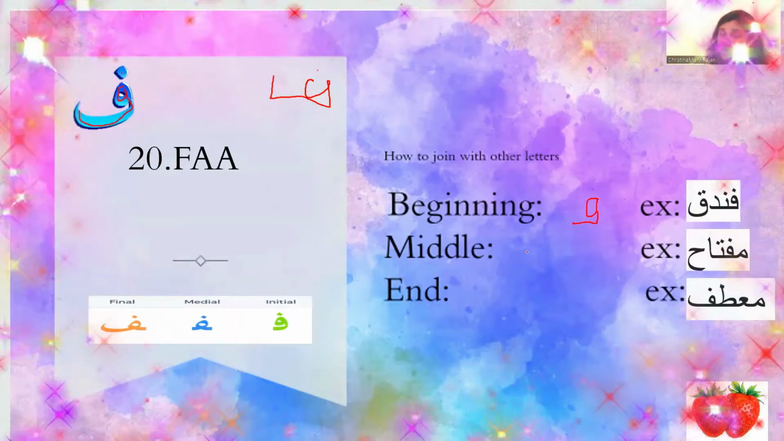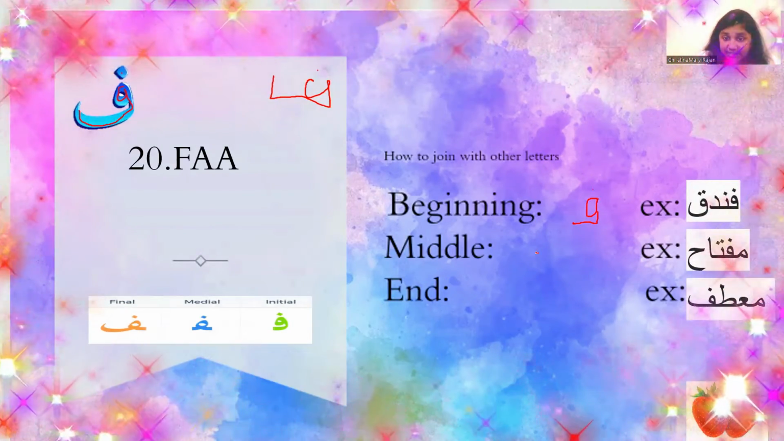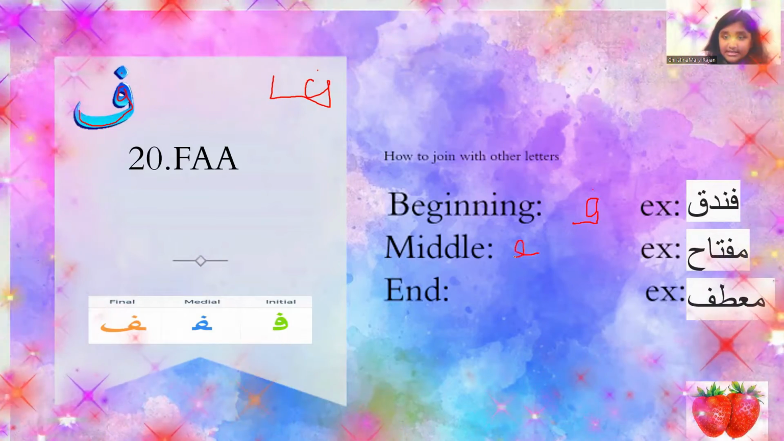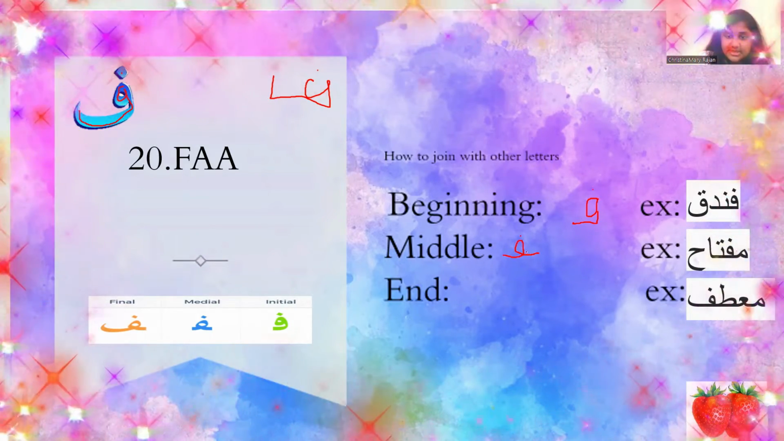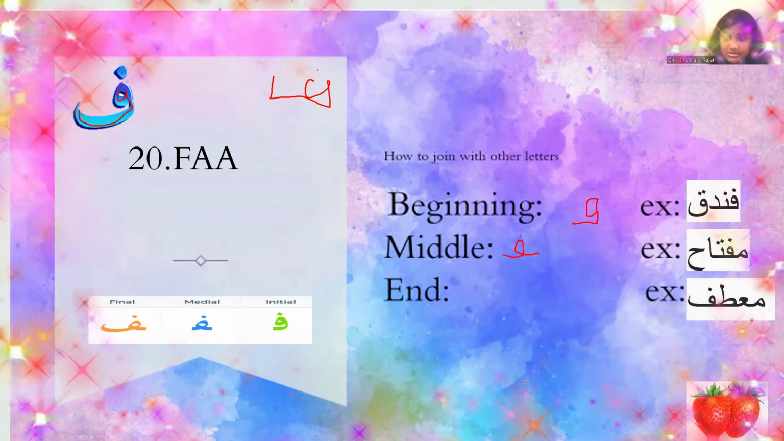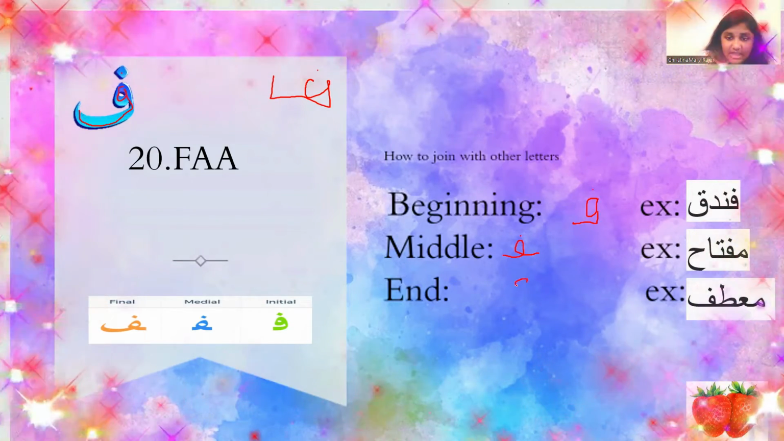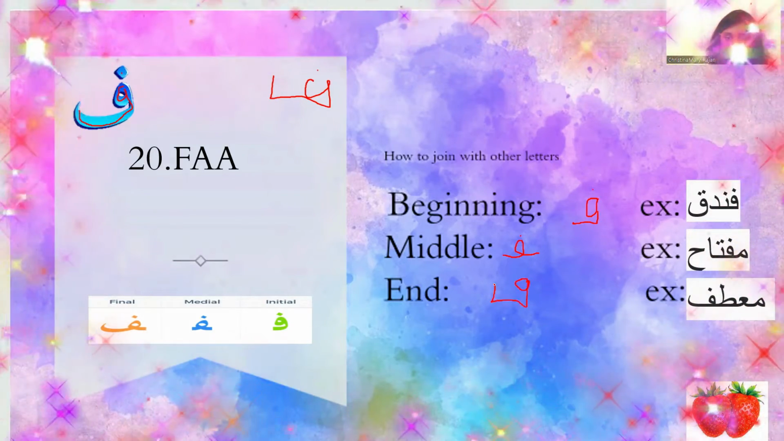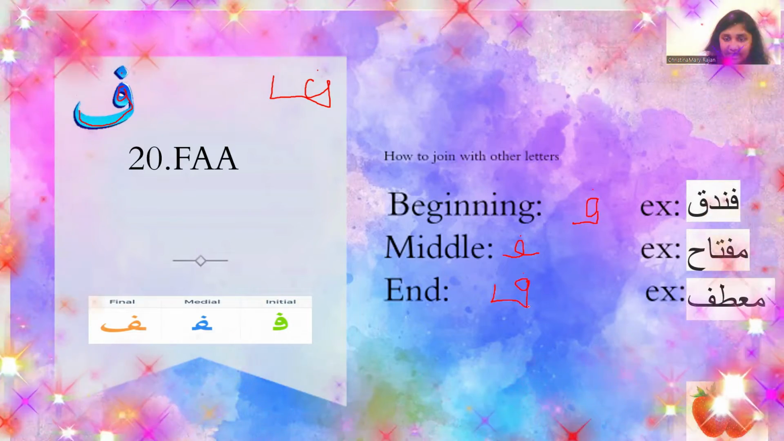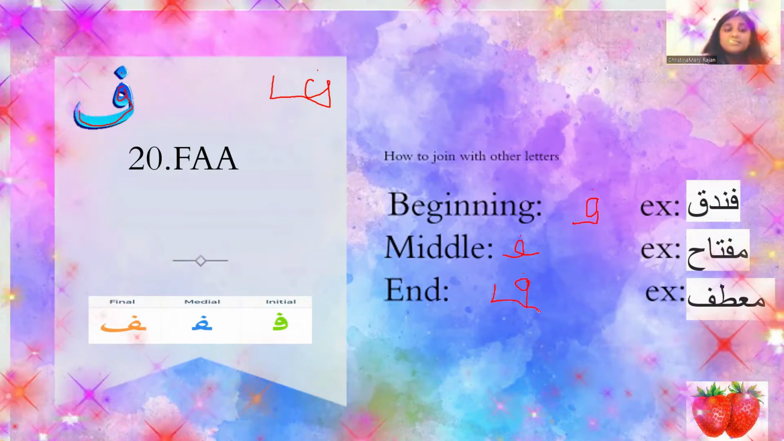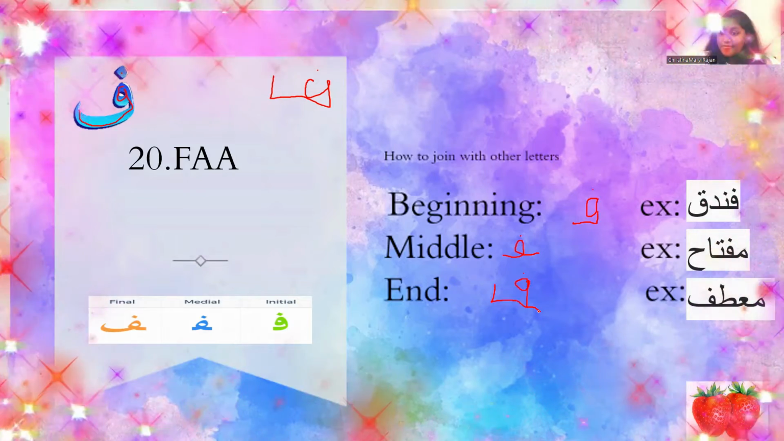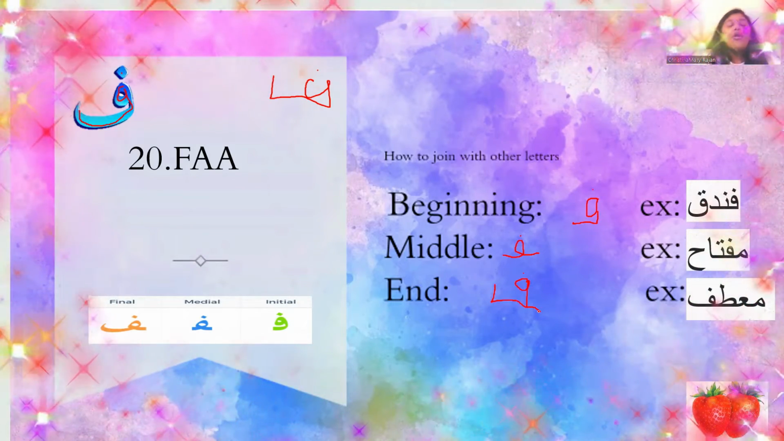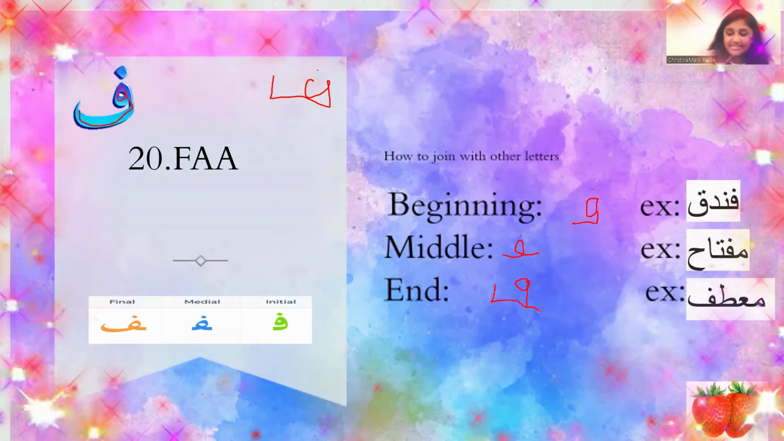Next, we have the fa in middle. The fa in middle goes like this. Don't color this one because that's how the letter is supposed to look. And at the end, it will have like this. Isn't it nice? And a dash here. So this is one of the next easiest letters that I felt. So once you study, all the letters will be easy for us.